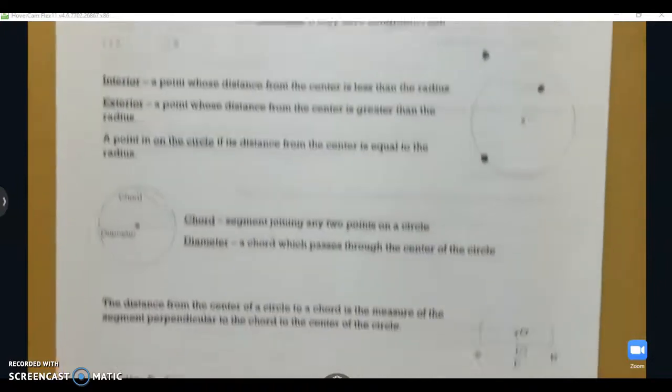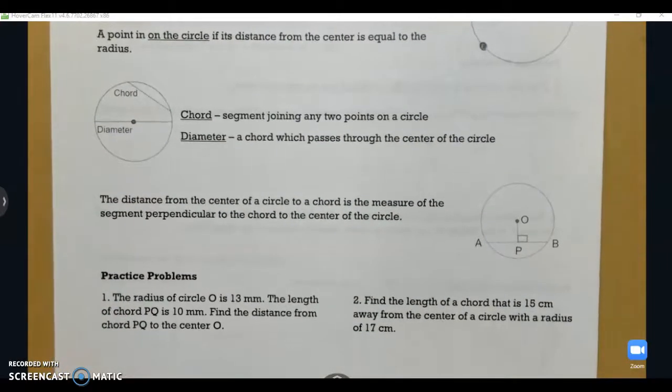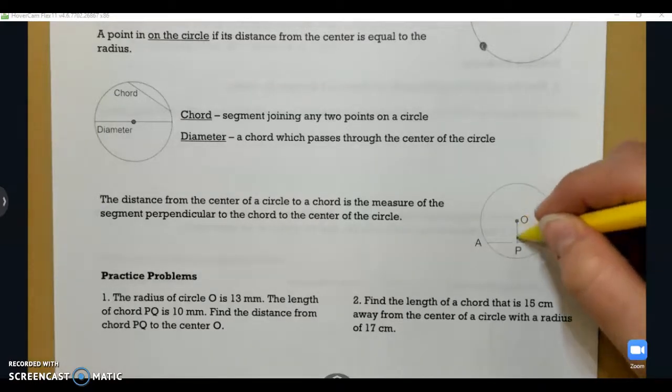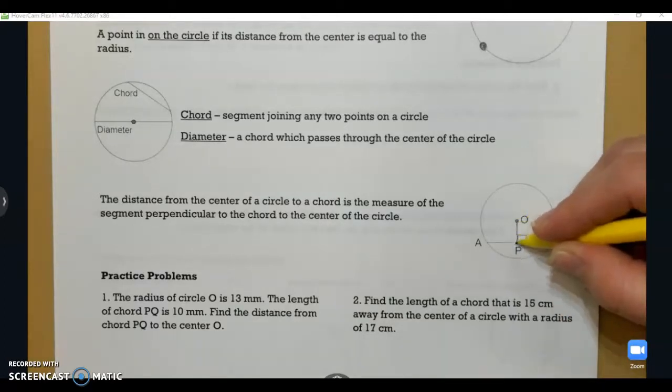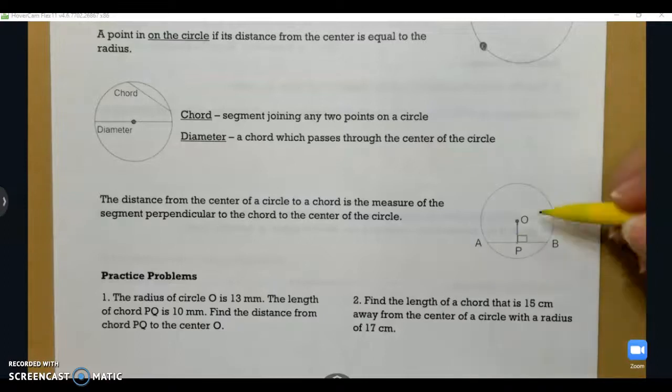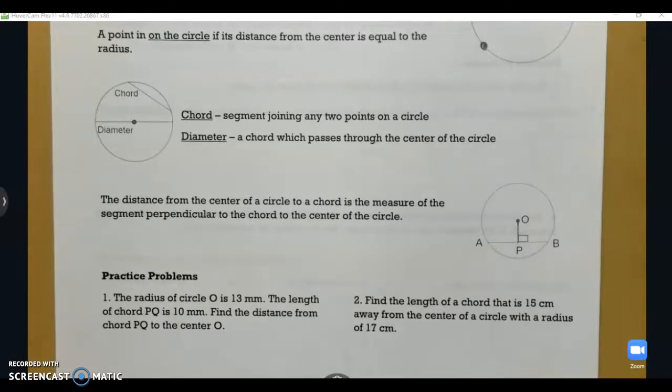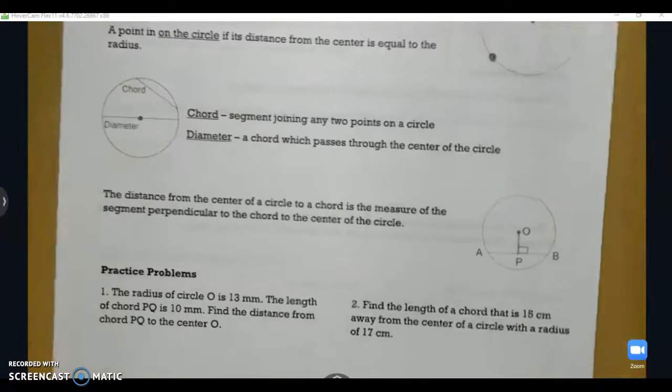Okay? So chords and diameters, those are what we're going to be working with primarily. A chord is a segment that joins any 2 points on a circle, and a diameter is a chord that passes through the center. So when we are solving the distance between the center and a chord, when you're asked to find that length, we look for the perpendicular measure. We draw a segment from the center that is perpendicular to the chord in question, and that is the distance we're looking for. So let's jump right into a problem to practice that.